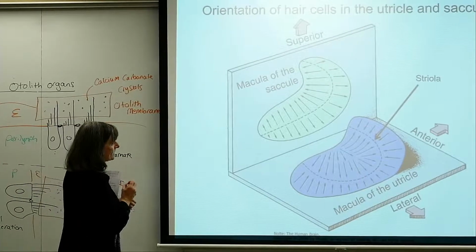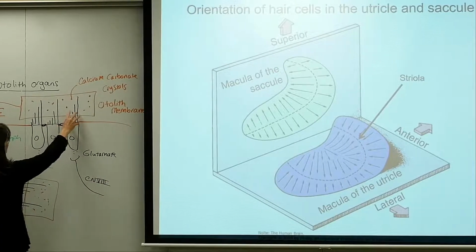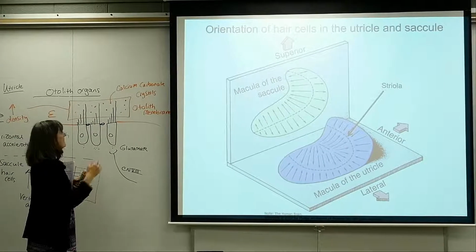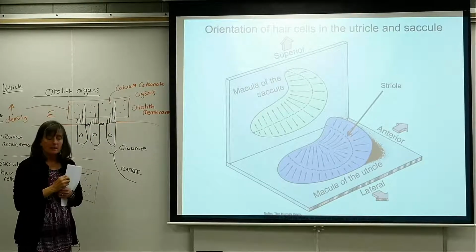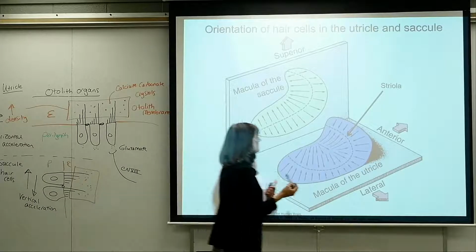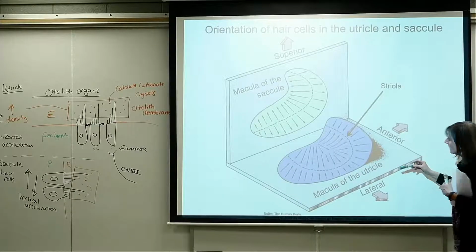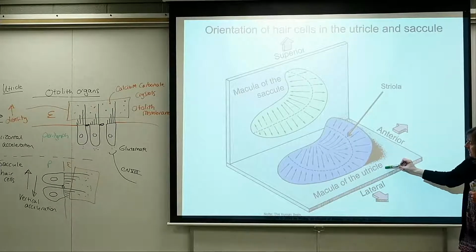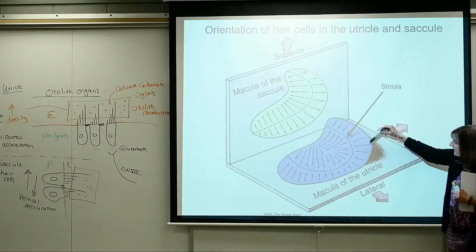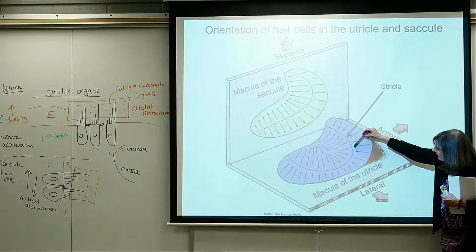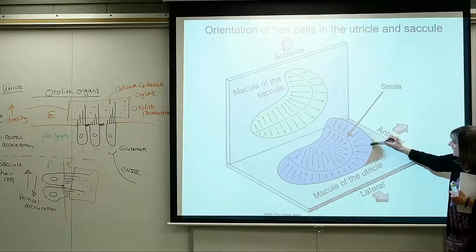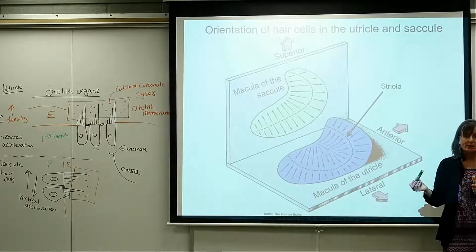So it turns out that these hair bundles, the orientation, so which way that tallest stereocilium is oriented, changes throughout the organ. So here we have the macula. That just means the sensory epithelium of the utricle. So that's the one that's going to detect horizontal acceleration. These arrows here, the tip of the arrowhead indicates where the tallest stereocilium would be, and the base of the arrowhead is going to indicate where the shortest stereocilium would be.